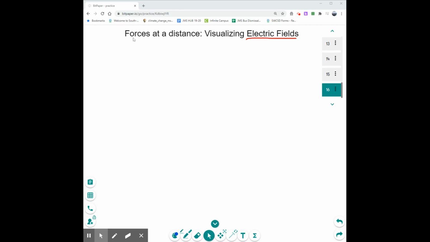Hi, we're visualizing electric fields today, talking about forces that act at a distance. So remember, we talked about gravity already, and electric fields are another way to look at fields and how things that aren't touching can have impacts on one another. And fields are our way of explaining that.